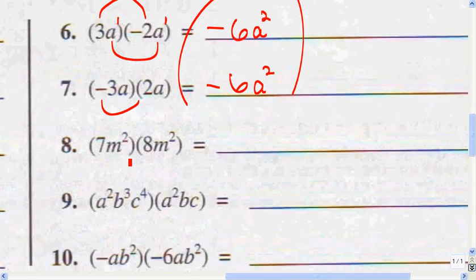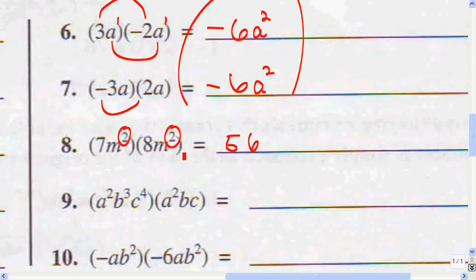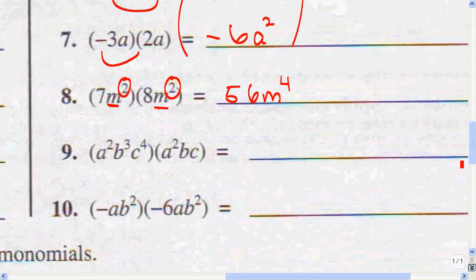Okay, here the signs are the same, so our answer is positive. 7 times 8 is 56. So if you don't know your timetables, memorize them. It'll make algebra a lot easier. And then here we've got m, and we're going to just add the exponents, so m to the 4th power. Okay, you add them only when you're multiplying. When you're adding and subtracting, you don't add the exponents. Only when you're multiplying monomials, you add the exponents.